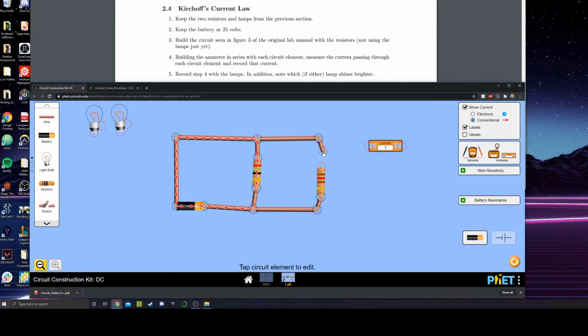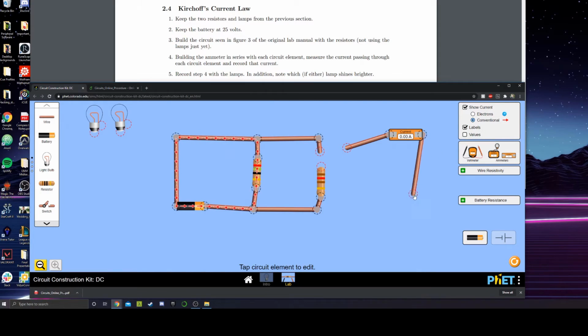But in any case, we are now told to build an ammeter in series with each circuit element. Remember, we do this so that we don't edit that circuit, or so that we don't change the properties of that circuit element as we're measuring it, and to measure the current passing through each circuit element and record that. So I'm going to attach a couple wires here to my ammeter.